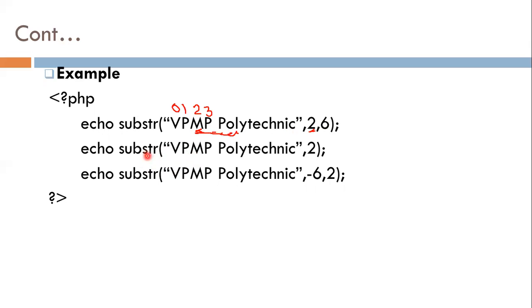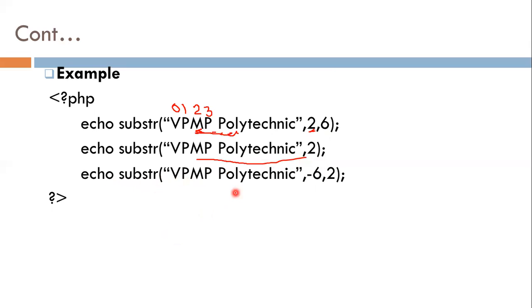The next echo statement has the same string, VPMP Polytechnic, and here I write only the starting point. There is no length. So it starts from the second character and prints the whole remaining string.